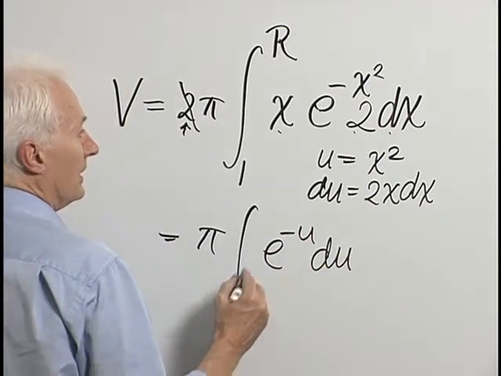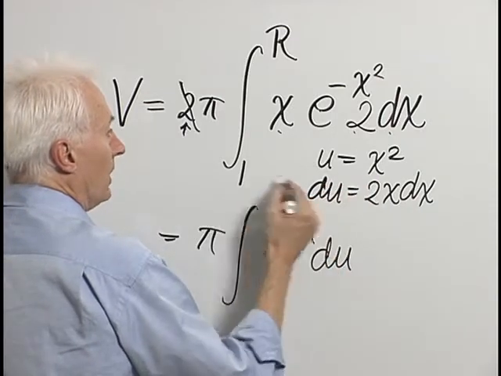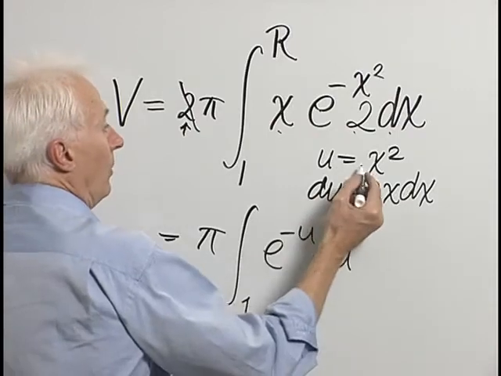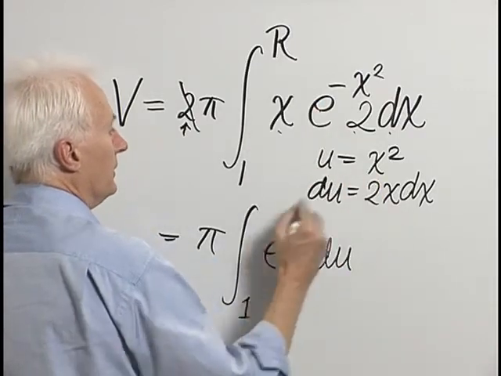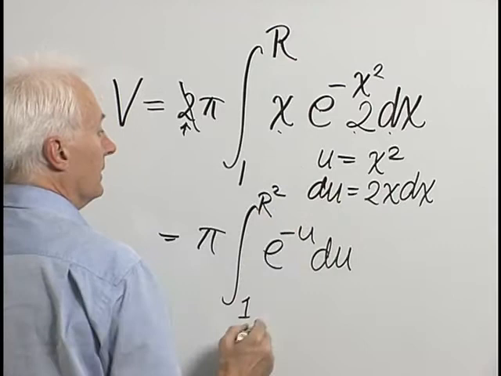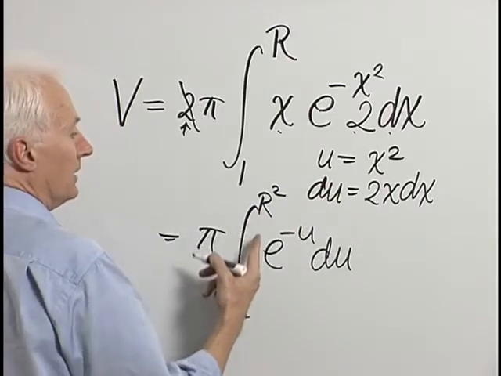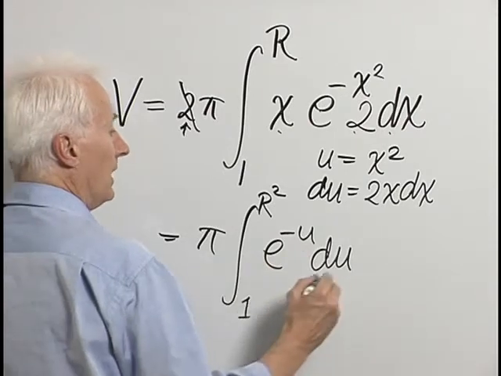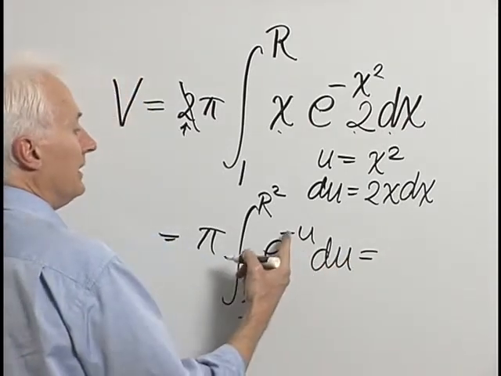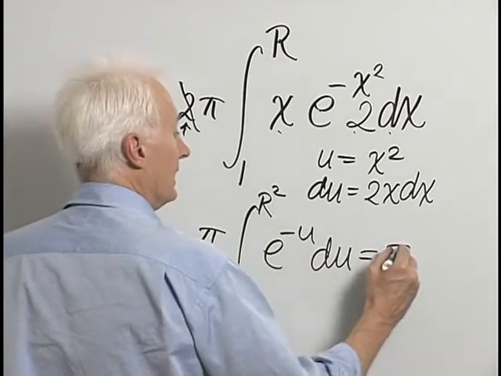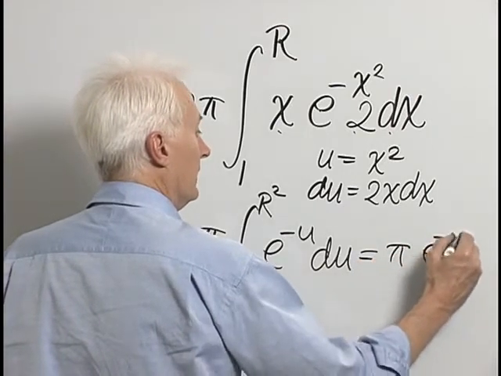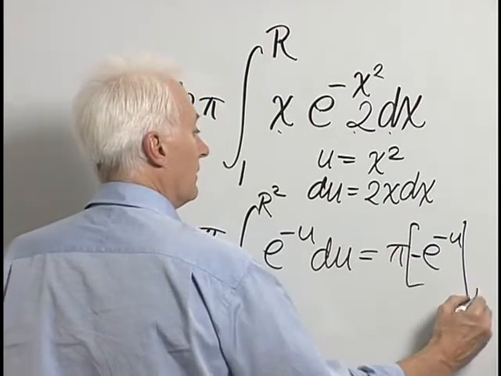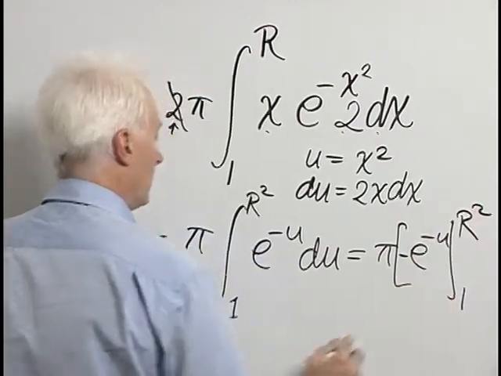And what about our limits? Well, when x is 1, u is 1 squared, which is still 1. When x is capital R, u is capital R squared. So now we have a simple integral to do, e to the negative u du from limits 1 to R squared. Well, the antiderivative of e to the negative u is the negative of e to the negative u. And so that's to be evaluated from 1 to capital R squared.